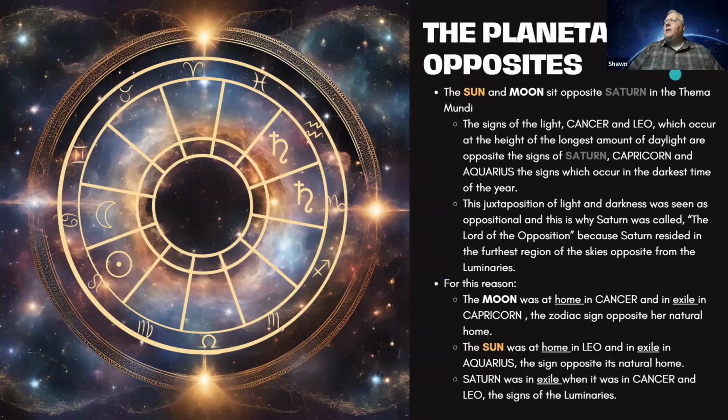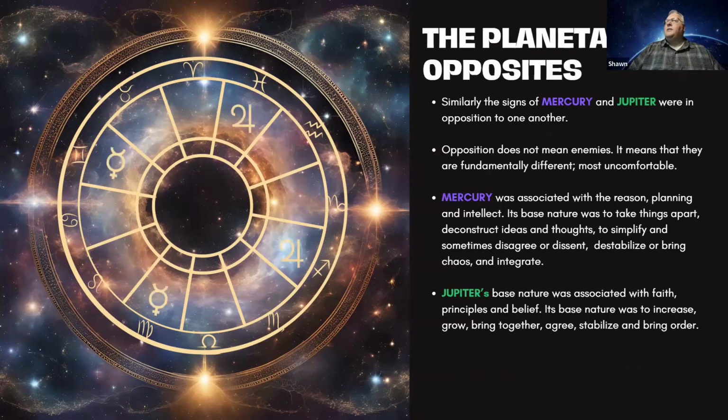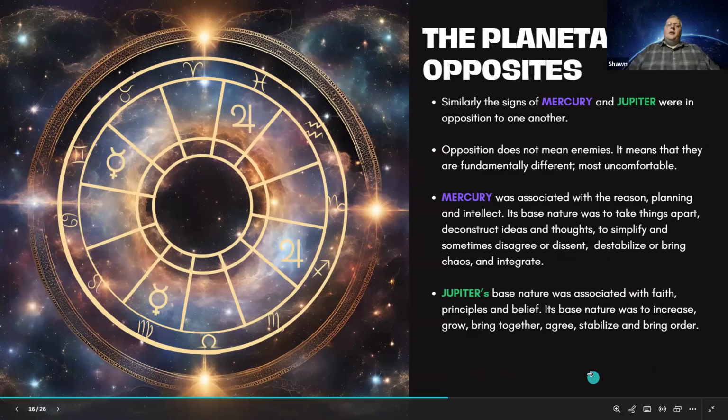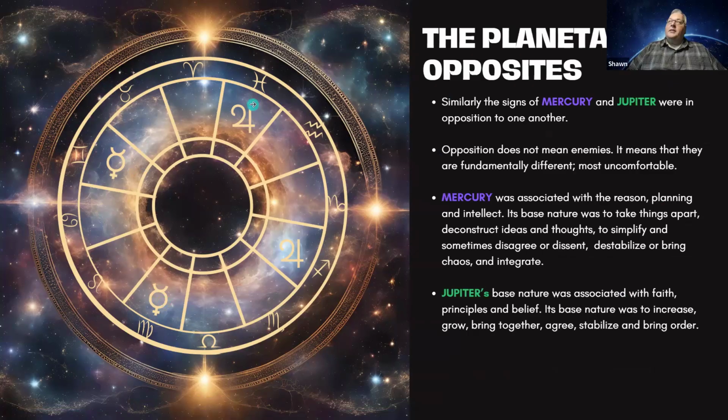Well, let's move on. Let's talk about some of the other planetary contrarieties. Just like the sun and the moon sat opposite Saturn, the signs of Mercury, Gemini, and Virgo sit opposite the signs of Jupiter, Pisces, and Sagittarius. So what can we learn about this? Well, like I said, opposition doesn't mean enemies. It just means that they are fundamentally very different from one another. They're more uncomfortable in each other's signs. So let's explore a little bit why.